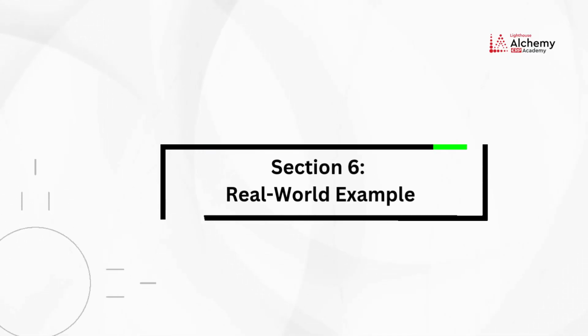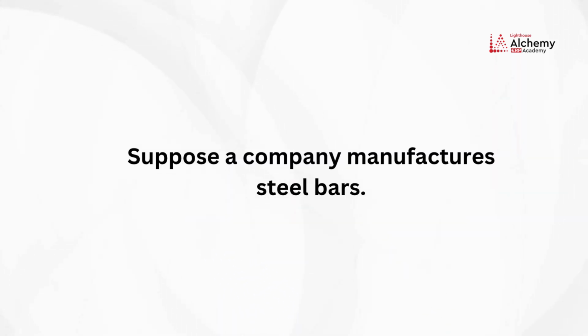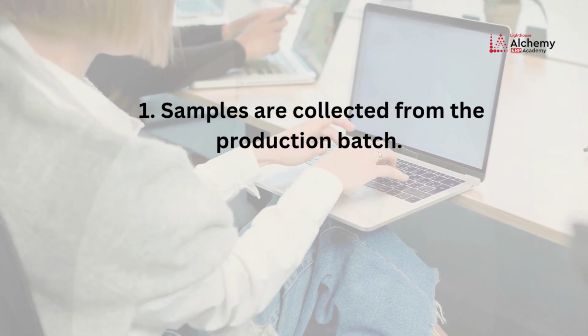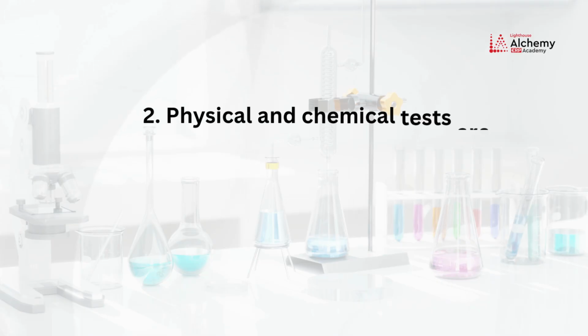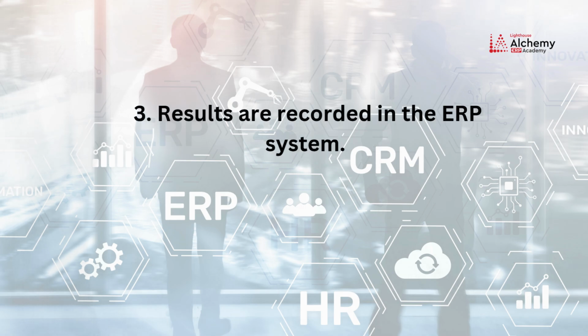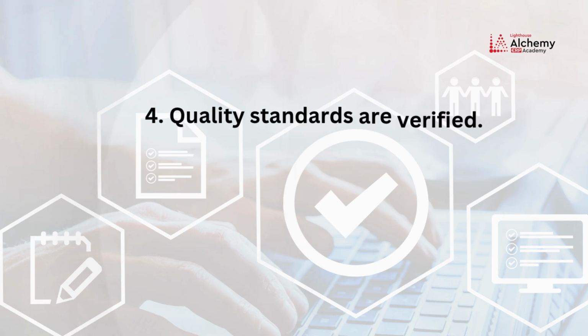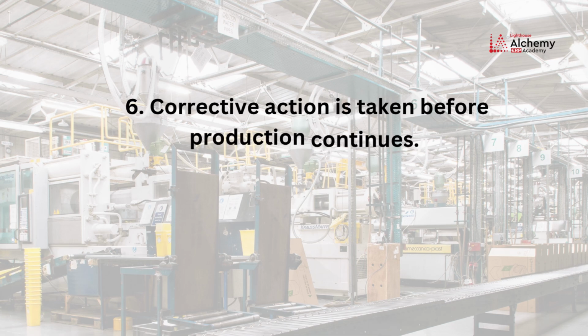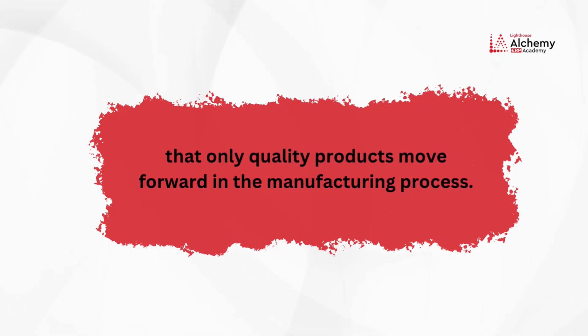Section 6. Real-world example. Let's take a practical example. Suppose a company manufactures steel bars. During production, 1. Samples are collected from the production batch. 2. Physical and chemical tests are performed. 3. Results are recorded in the ERP system. 4. Quality standards are verified. 5. Any deviation is identified immediately. 6. Corrective action is taken before production continues. This helps ensure that only quality products move forward in the manufacturing process.